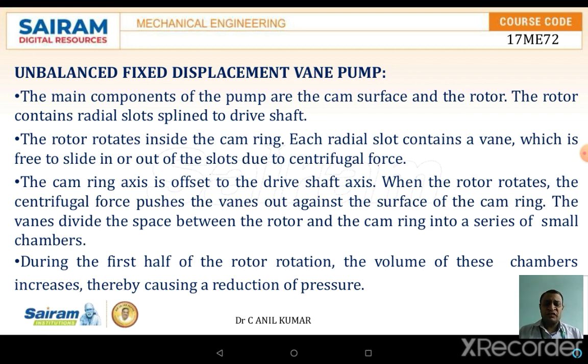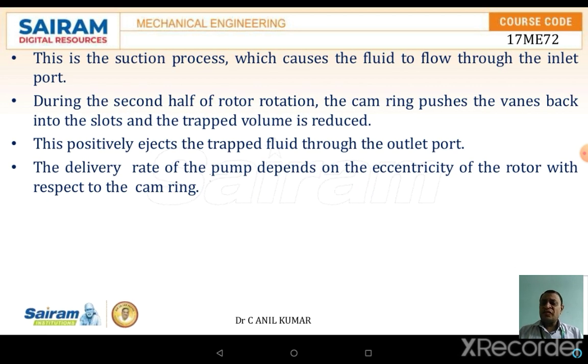When the rotor rotates, the centrifugal force pushes the vane out against the surface of the cam ring. The vane divides the space between the rotor and the cam ring into a series of small chambers. In these chambers, the fluid, be it hydraulic fluid or oil, is collected. The same oil is transferred from the inlet to the outlet. During the first half of the rotation, the volume of these chambers increases, thereby reducing the pressure. This is the suction process, which causes the fluid to flow through the inlet port.